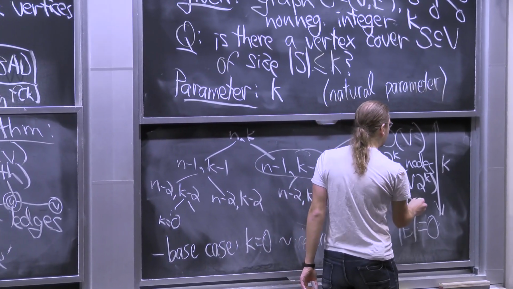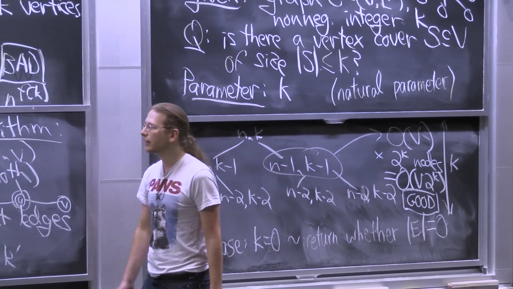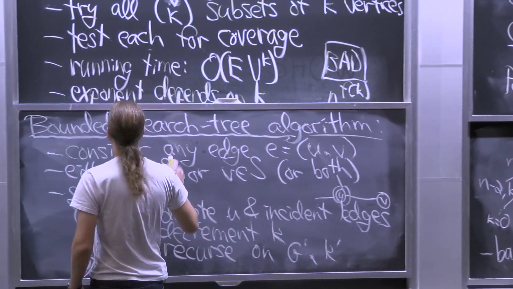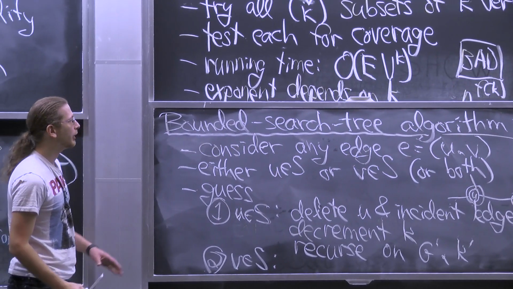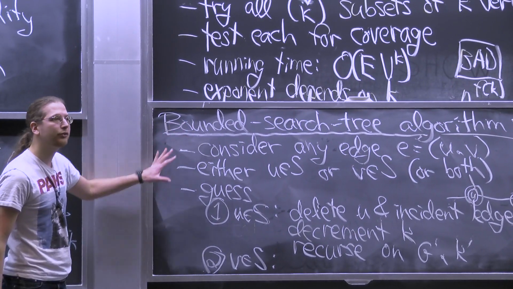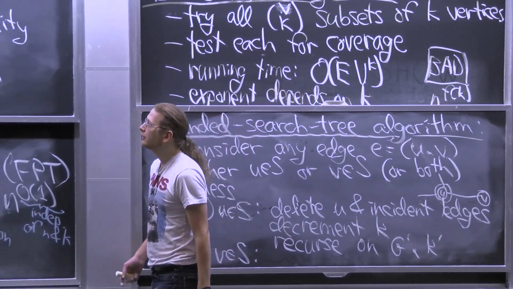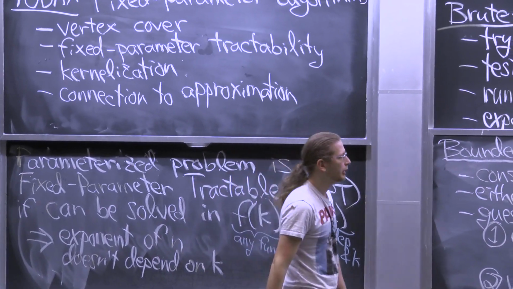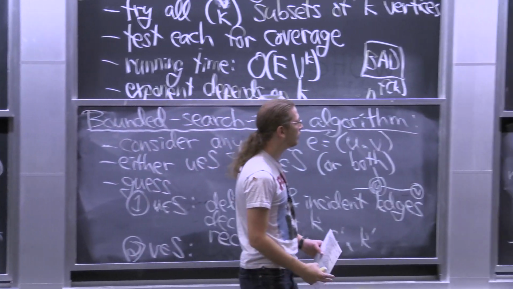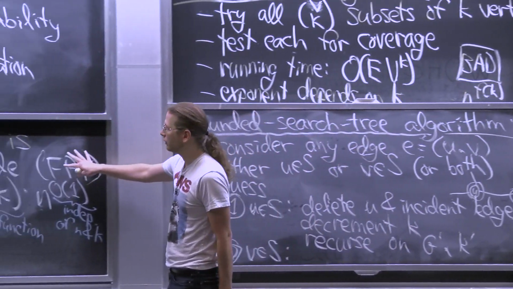I consider this a good running time. Good in the sense that it follows that definition of fixed parameter tractable. So the bounded search tree algorithm is good. Brute force algorithm is bad in this case. Bounded search tree is a general technique. You can use it for lots of problems. We're going to see another technique today called kernelization. But before I get there, I want to question this definition.